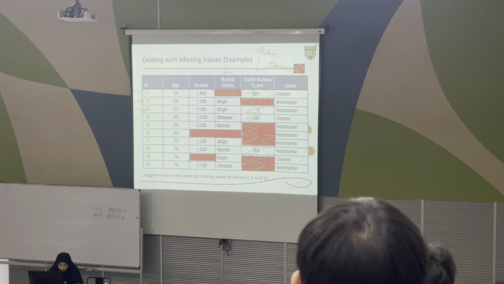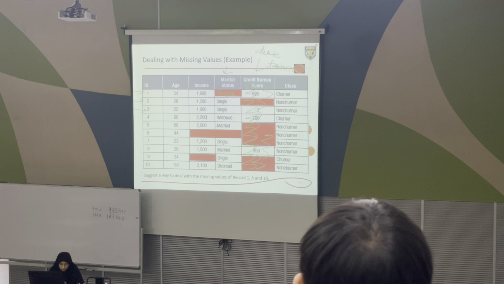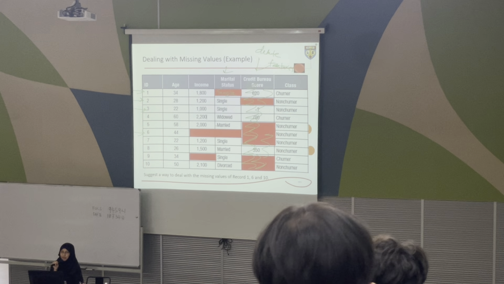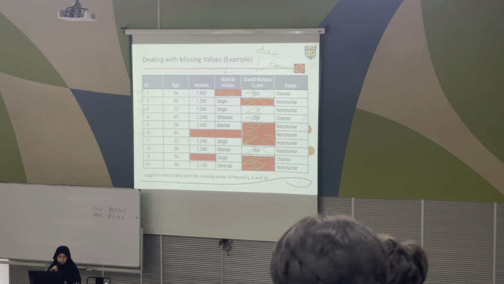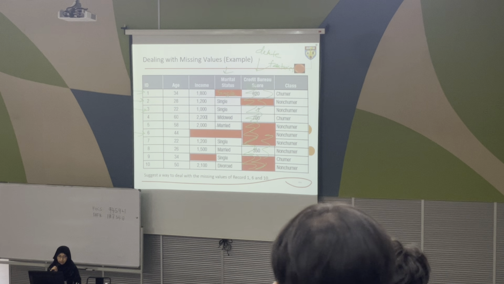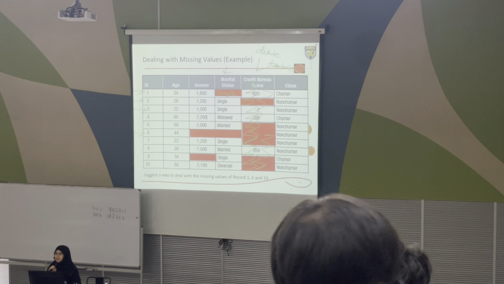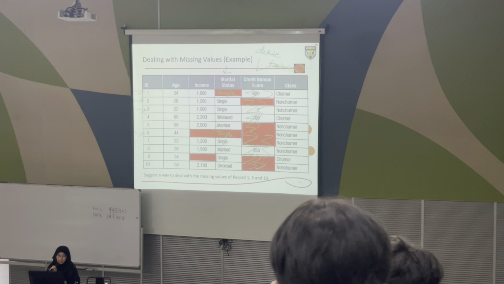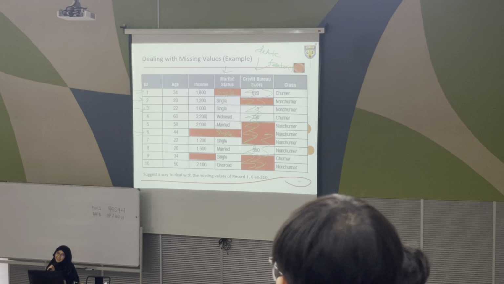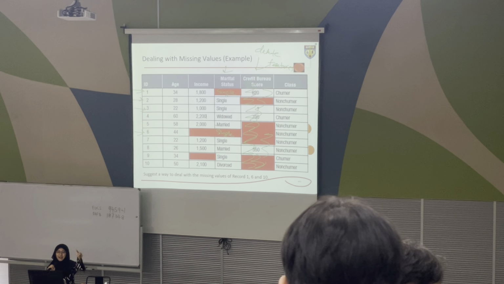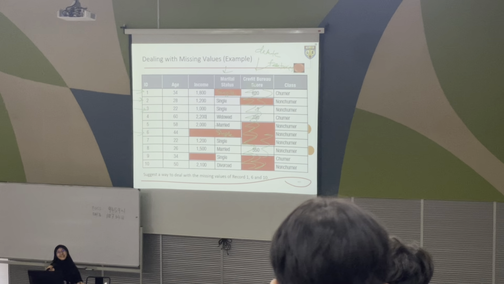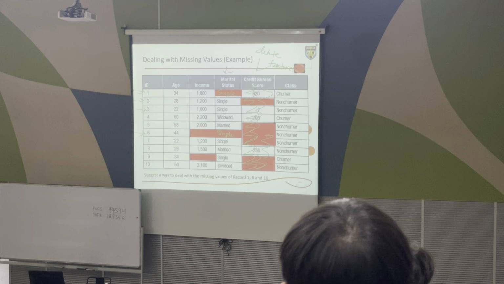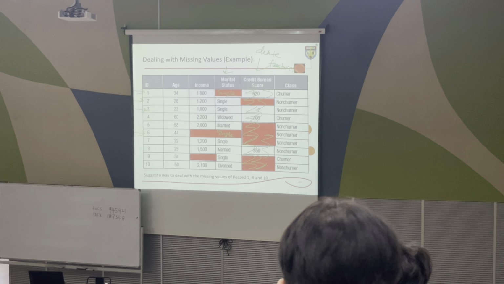Okay, and then for record 6, how to handle missing values? We have 2 missing values. The first one is for the income, the second one for the marital status. So single. And then what about the income? Mean. Why mean? We have mean, mode and also median. Why mean? Okay, but why? Then you need to find the reason.